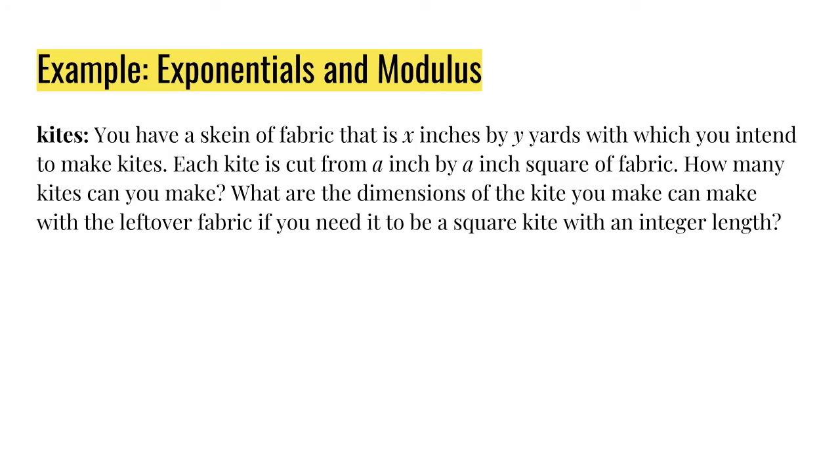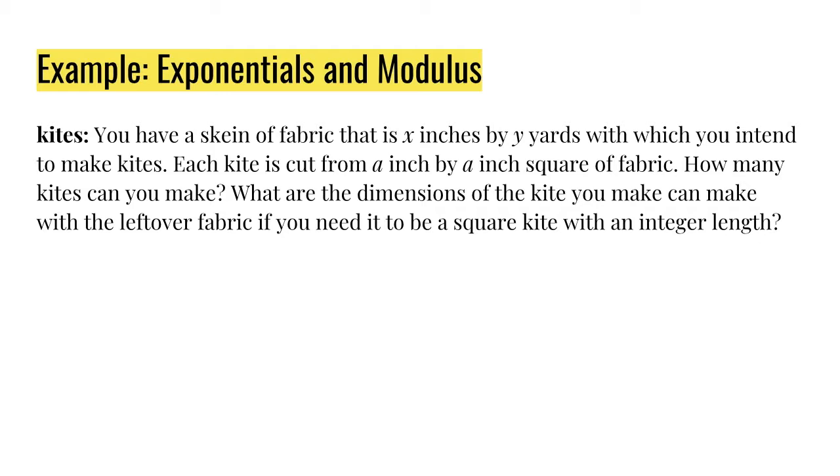This is an example where it's the same as the previous problem, but we're using variables instead of numbers. And this is where programming comes in handy. So now you have a skein of fabric that's X inches by Y yards that you intend to make kites with. Each kite is cut from an A inch by A inch square fabric, meaning each length is equal to A. Hi wants to know how many kites you can make and what the dimensions of the kite you can make with the leftover fabric are, if you need it to be a square kite with an integer length.